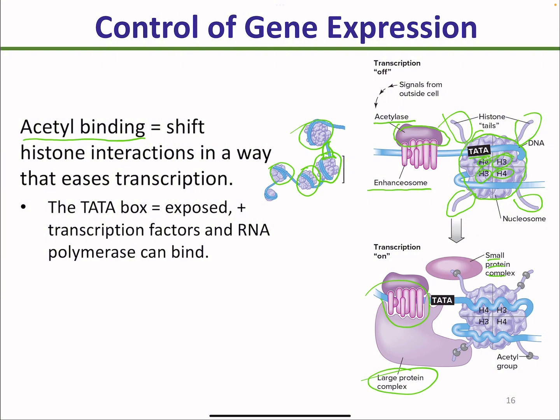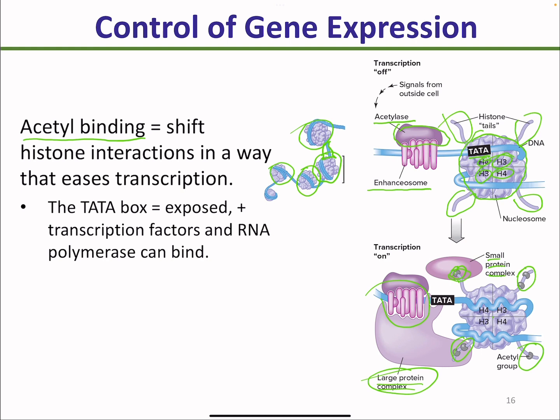Actually, I'm sorry, let me modify something here. So you have an acetylation, right? An acetylation that is going to happen in this histone, this one, and this one. These acetyl groups, along with the binding of the large protein complex, are going to cause the unfolding of this whole structure.